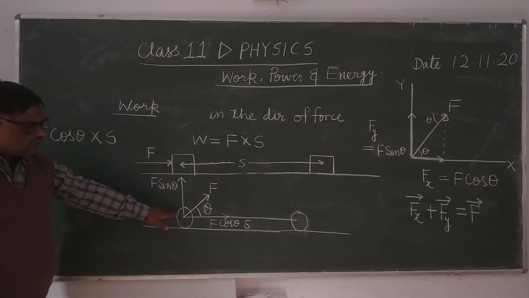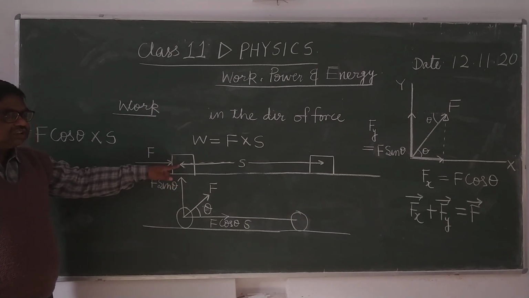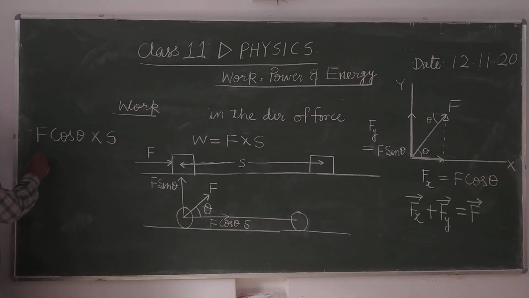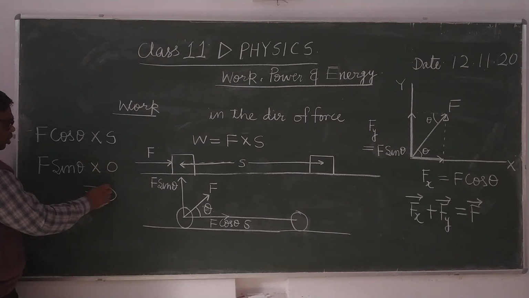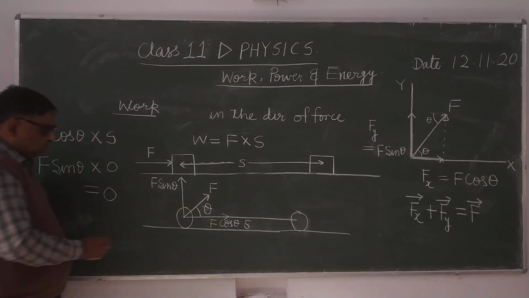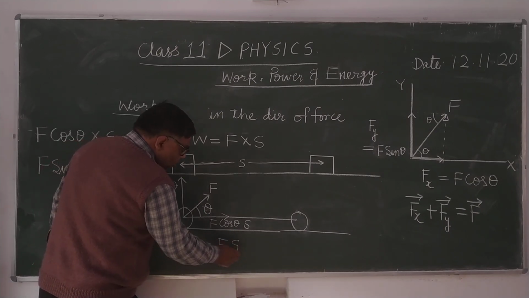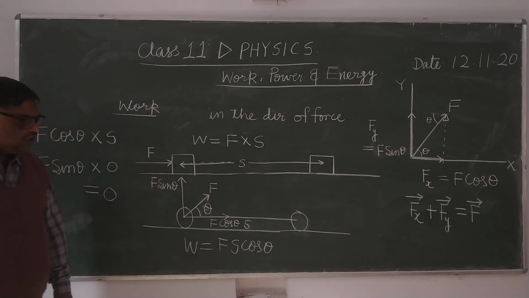Then what is the work done in the normal direction? Here the force is F sin theta, but there is no displacement in this direction. That is F sin theta into 0, which equals 0. So what will be the total work done? Total work done will be equal to F cos theta into S. So simply we write it as F S cos theta. It's clear.